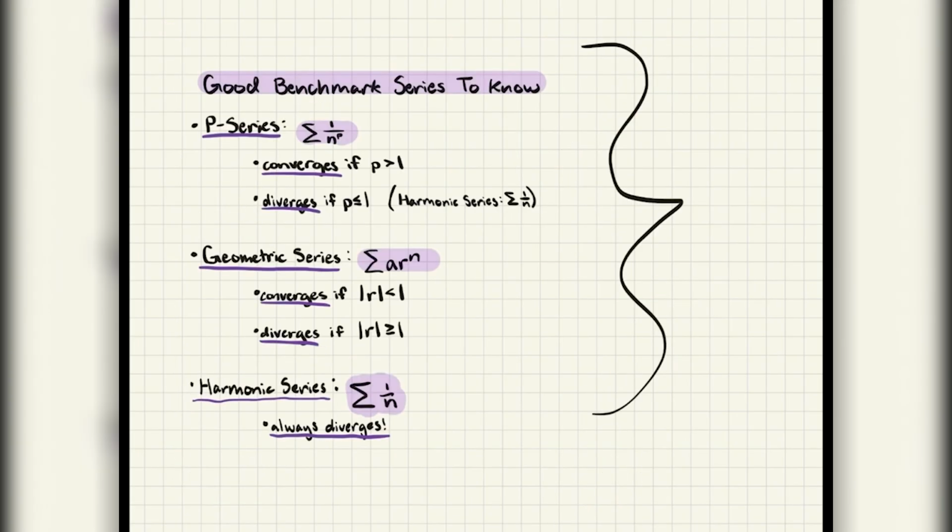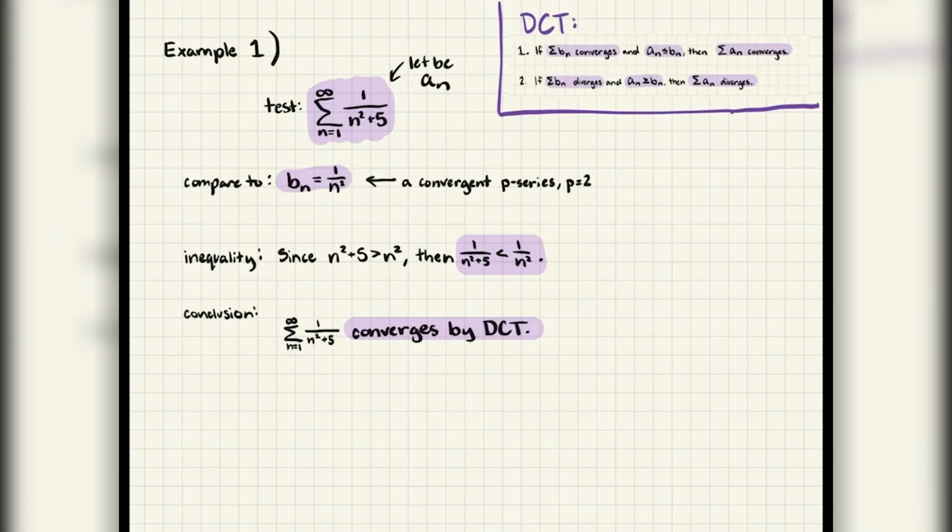Before we compare, we need a toolbox of series we already know the behavior of. Our best friends here are the p-series, geometric series, and harmonic series. For the p-series, remember that 1 over n is our boundary. Anything with a power larger than 1 converges. For geometric series, we just look at that common ratio r. And the harmonic series is easy because it always diverges. We'll be using these as some common benchmarks for comparison. So let's look at the first example.